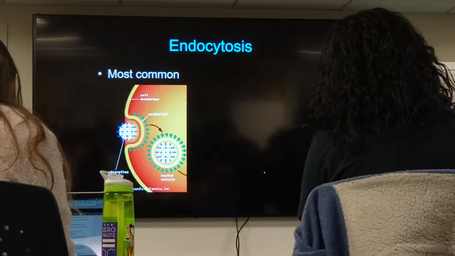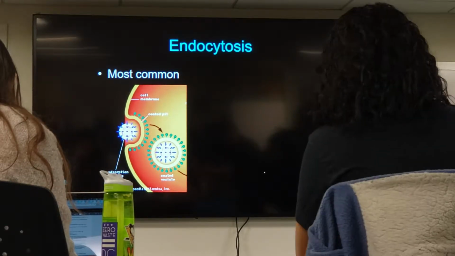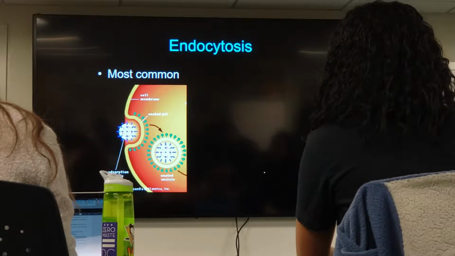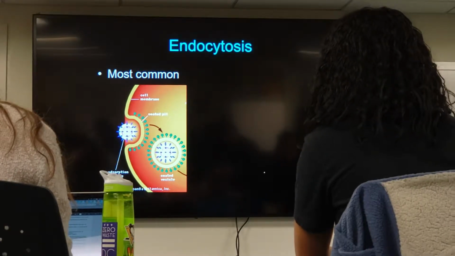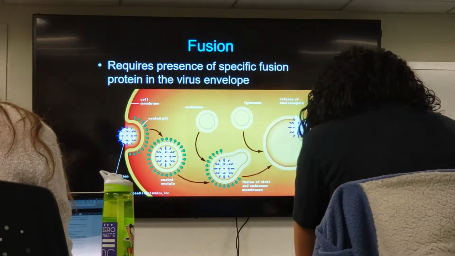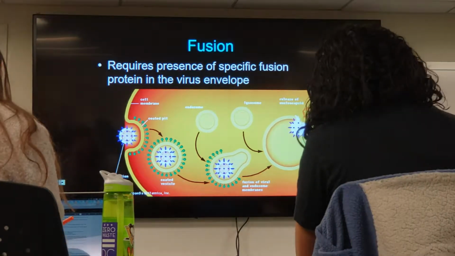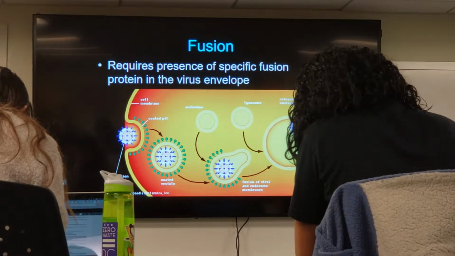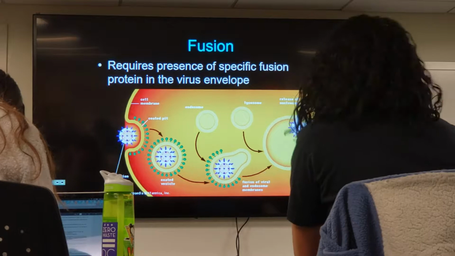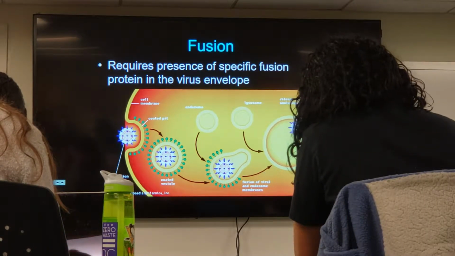This presents a little bit of a special problem, because now we've got two lipid membranes that we've got to bust open in order to get that genome out of that virus. And so that is where we see fusion. So if we have an enveloped virus, fusion follows endocytosis.